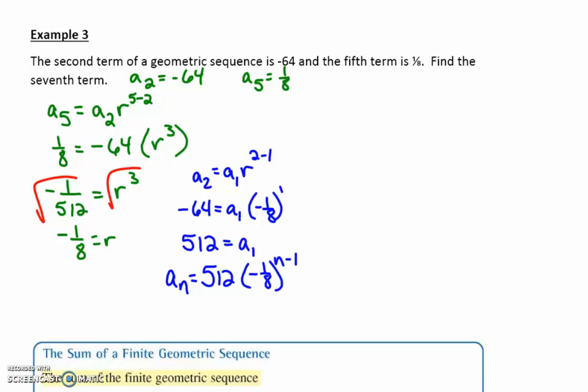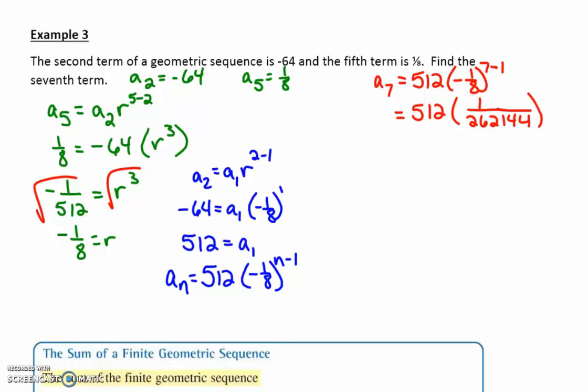So if we want to find the 7th term, a sub 7 is going to equal 512 times negative 1/8 to the power of 7 minus 1. And so we can compute negative 1/8 to the power of 6, and we get 1 over 262,144. And then when you multiply 512 times that fraction, you get 1 over 512.